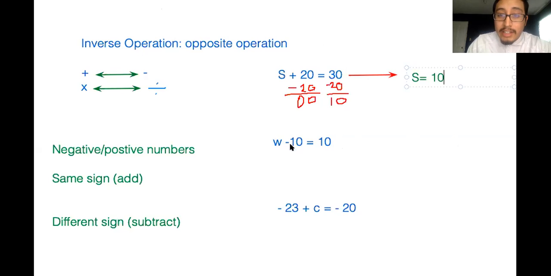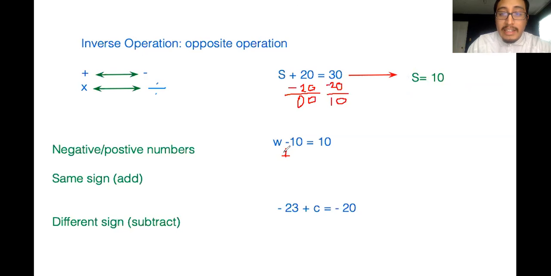So again, we have to look at the operation. What operation do we have right now? We have minus. What is the inverse? What is the opposite operation? So the opposite of minus is addition. So in this case, you are going to be adding 10.